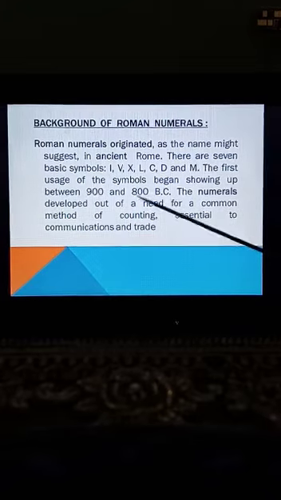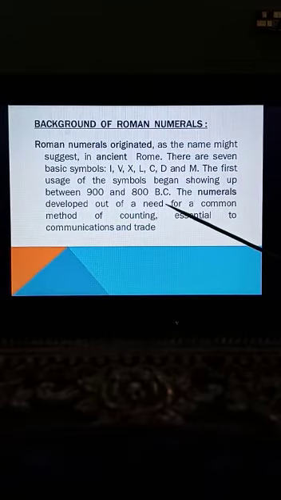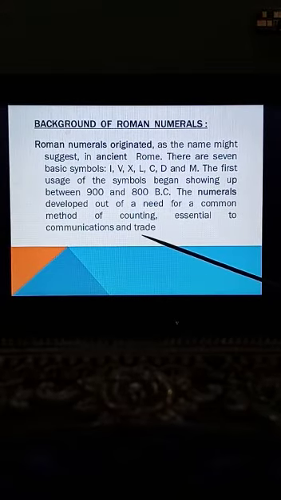The first usage of the symbols began showing up between 900 and 800 BC. These symbols are shown in these two eras. The numerals developed out of a need for a common method of counting, essential to communications and trade. So it became essential for communication, a very useful method for counting, and very helpful for trade.